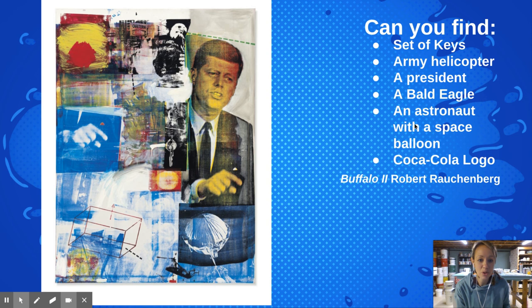And the last thing, the Coca-Cola logo, is super hard to find. It is right under the bald eagle. It's really small. Right here is the Coca-Cola logo. All right, so again, pop art has things that are popular that regular people are really familiar with.